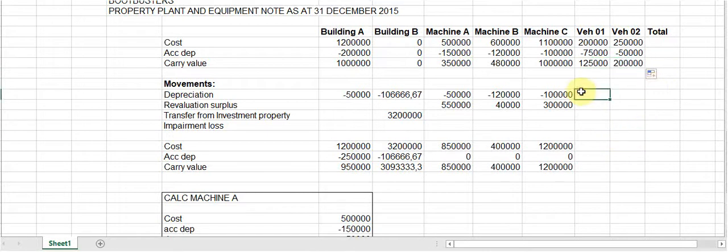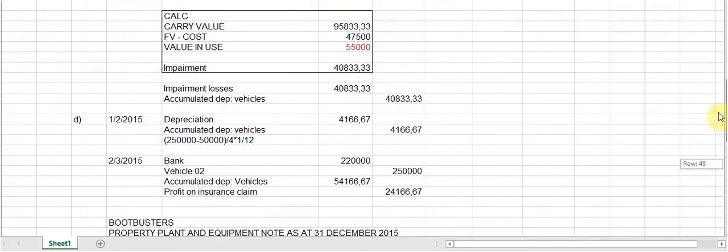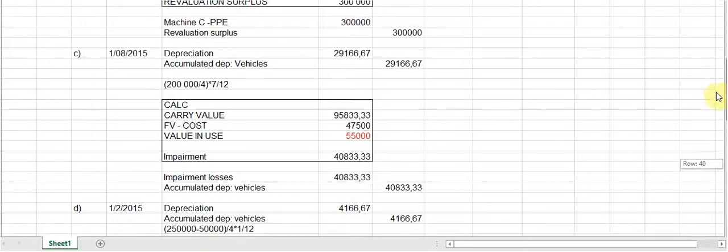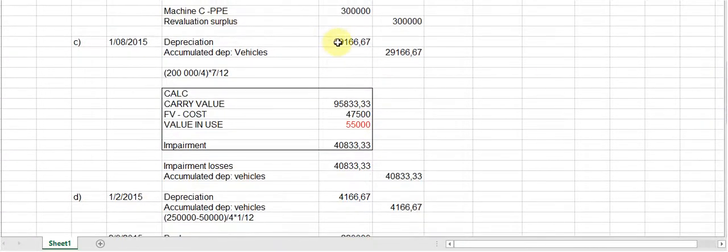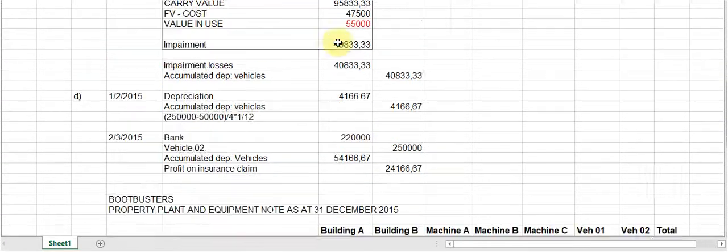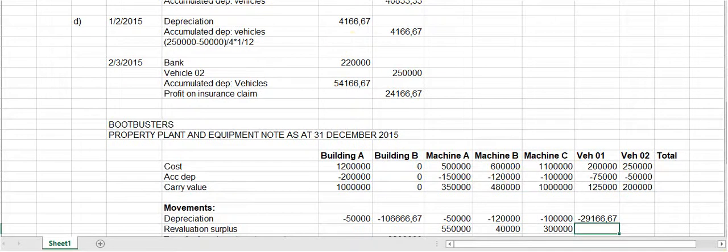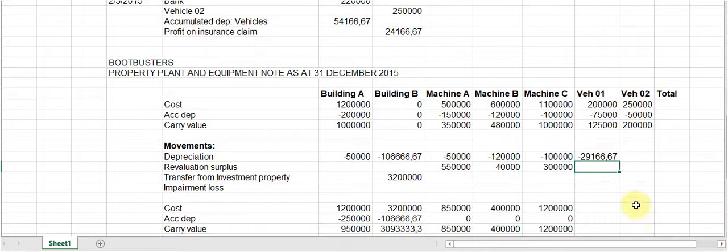And now we can go and look at the movements. I remember for vehicle number 1, we had calculated some depreciation up till August. So we need to go and find the depreciation that we've calculated. And the depreciation was 29,166.7. Then we also calculated an impairment loss on it.